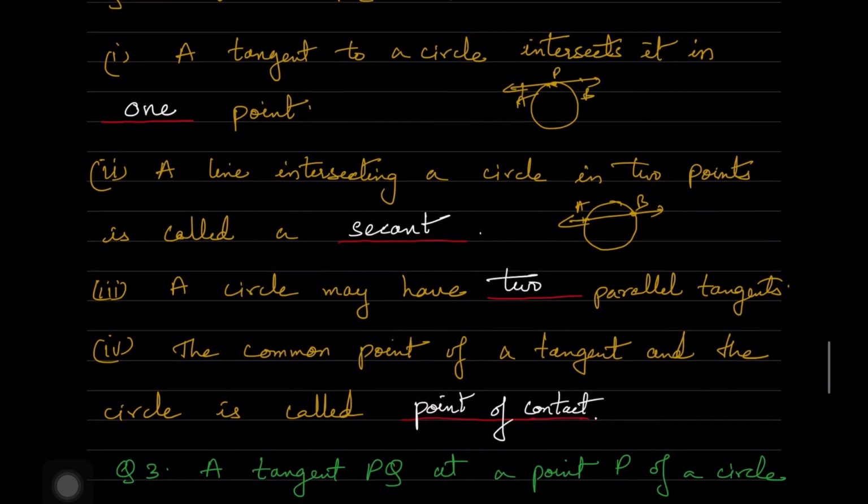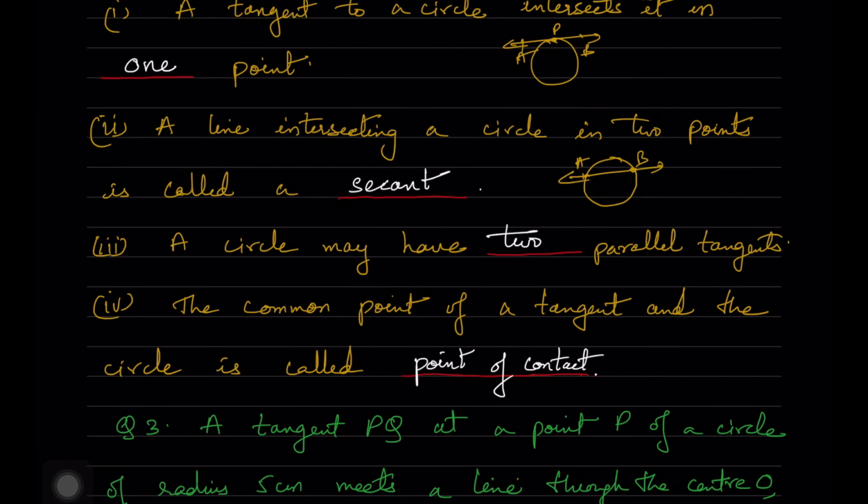Now, a circle may have dash parallel tangents. A circle can have only 2 parallel tangents. The common point of a tangent and the circle is called the point of contact. So here this is the tangent, and if you draw the radius to it, this is called the point of contact. There is only one common point of a tangent and the circle, on the circumference of the circle. This point P is called the point of contact.